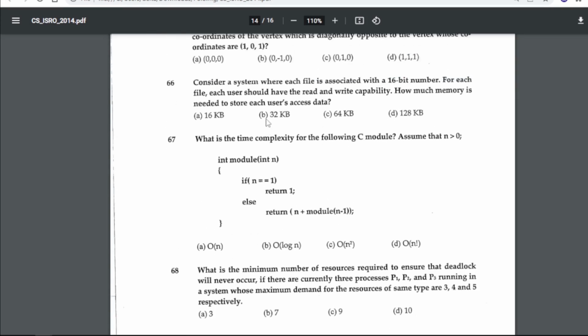Now 66: consider a system where each file is associated with a 16-bit number. For each file, each user should have the read and write capability. How much memory is needed to store each user's access data? So if you try to solve this 66, you will get the answer as 16. So for 16, option A will be the correct answer.